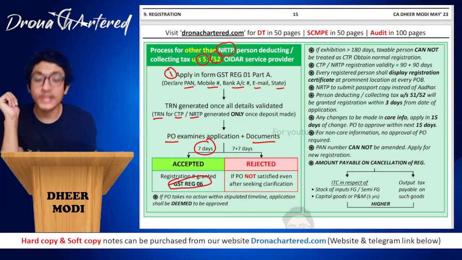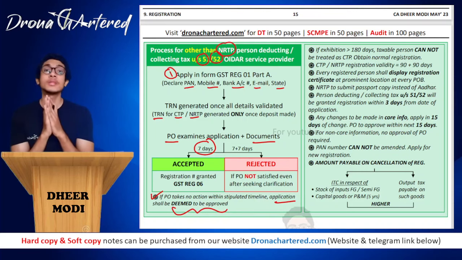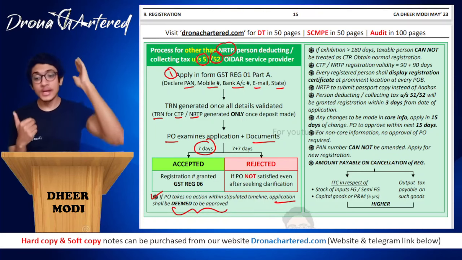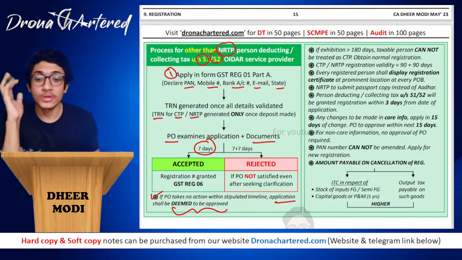Okay. And if the PO takes no action within the stipulated timeline, within these 7 days, then the application will be deemed to be approved. That means they have to do this entire process within 7 days, otherwise the application will be deemed approved. Okay, now these are just some miscellaneous points that you have to remember.